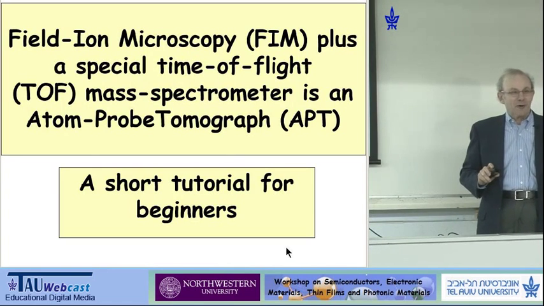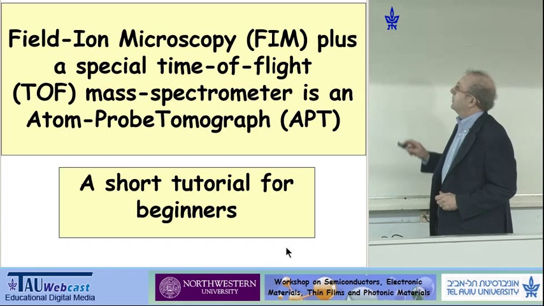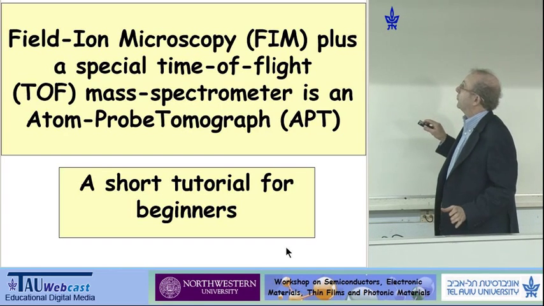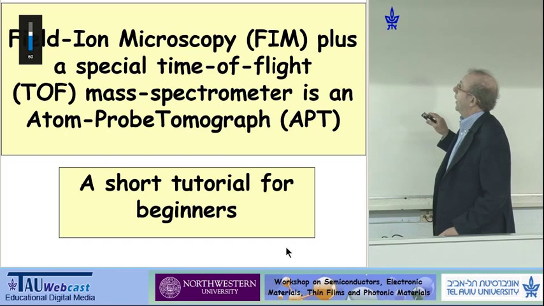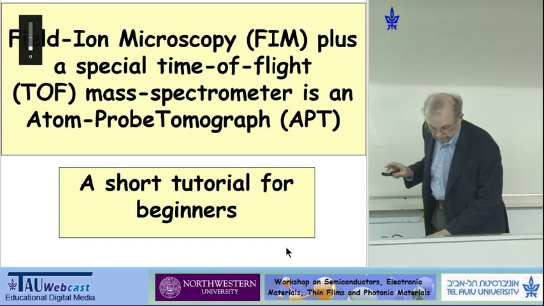Okay, so what is an atom probe? What is an atom probe tomograph? It's basically a combination of two techniques. One is field ion microscopy, where you see atoms in direct space, and a special time of flight mass spectrometer. And I'm going to give you a short tutorial.